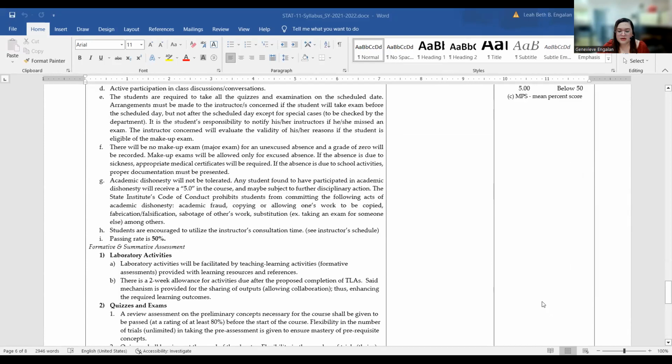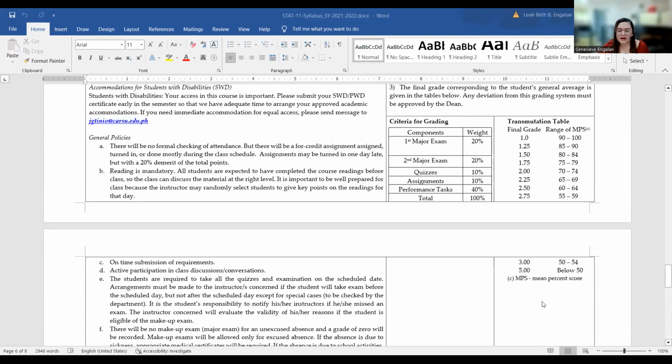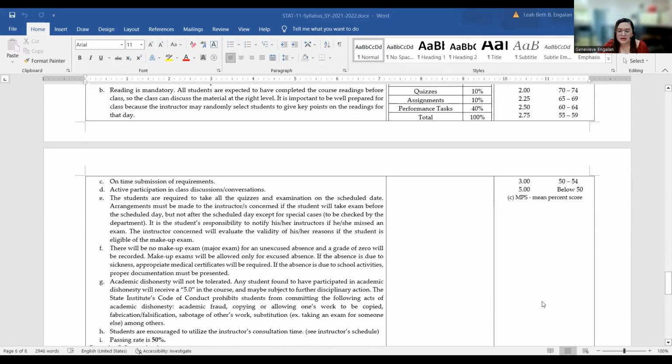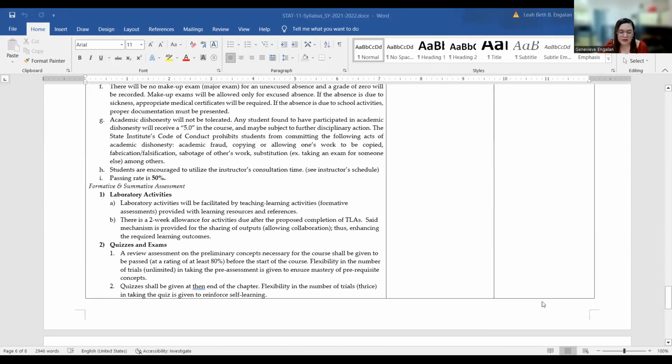So kung grabe gyud, basta magsabot mo sa inyong instructor. So kung busy gani, mag-schedule gyud ko para kanang dungan ra tanan para dili ka lasang time.